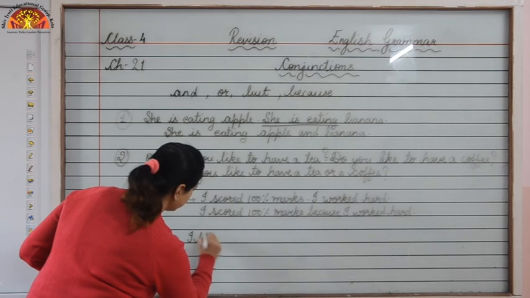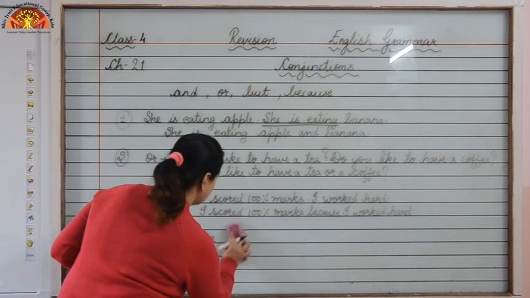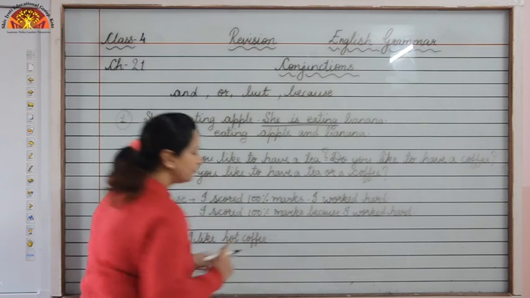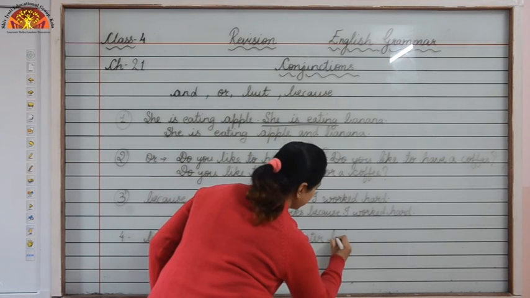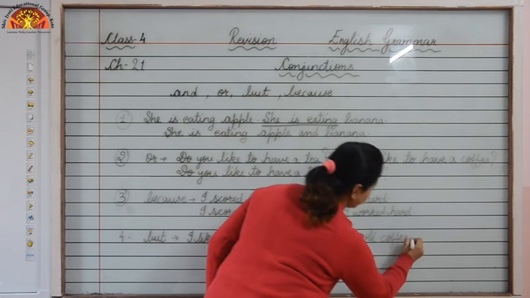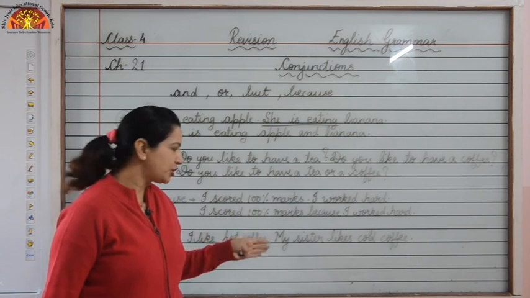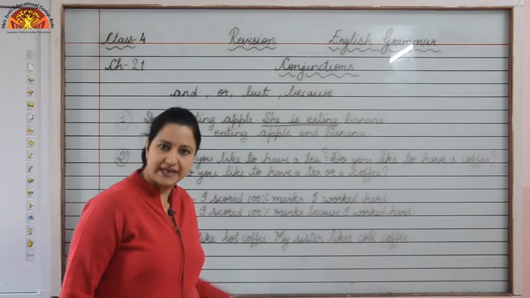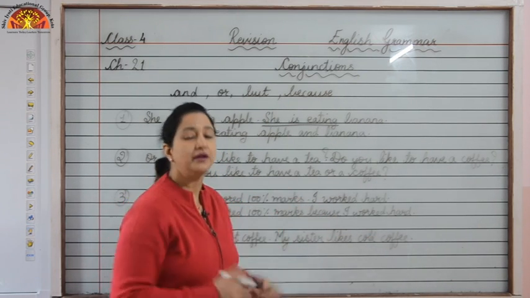For example, I like hot coffee, full stop. My sister likes cold coffee. Now here two sentences are there. I like hot coffee, full stop. My sister likes cold coffee. Now these two sentences are opposite to each other. One likes hot coffee and one likes cold coffee. So to connect opposite sentences with each other, we use but.